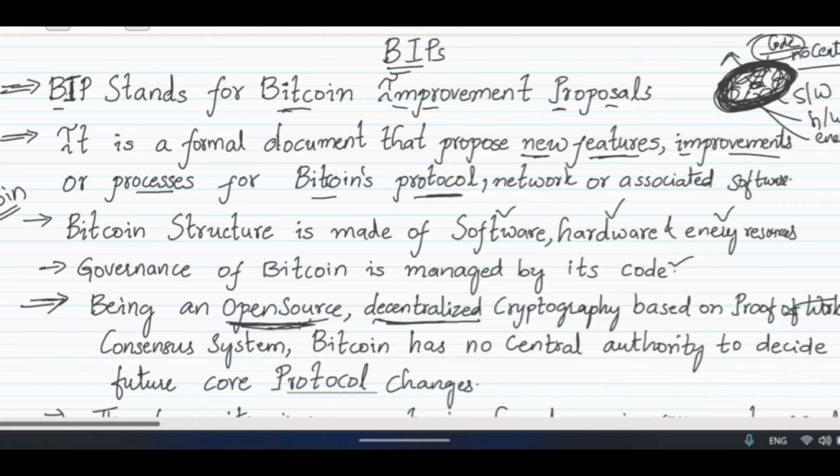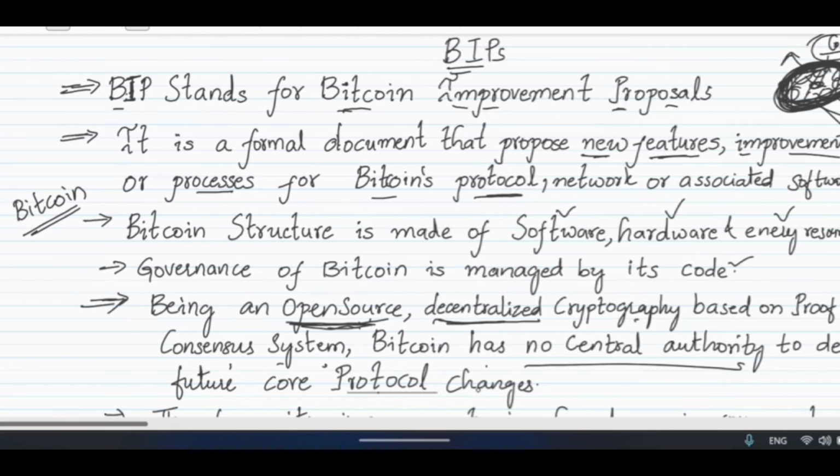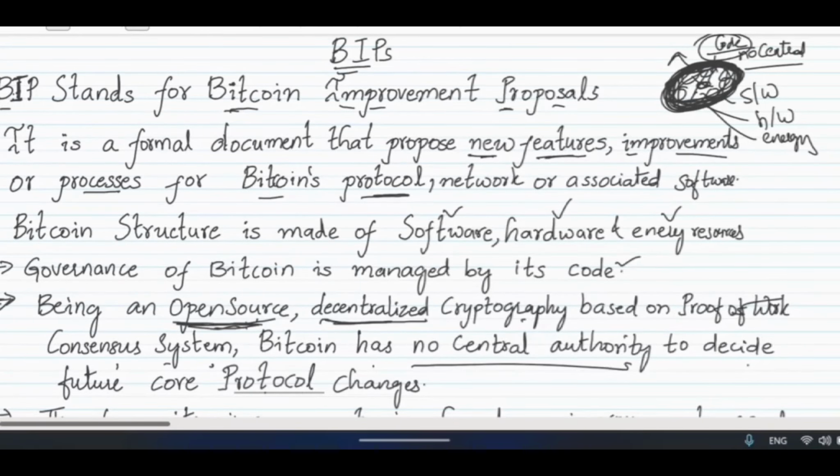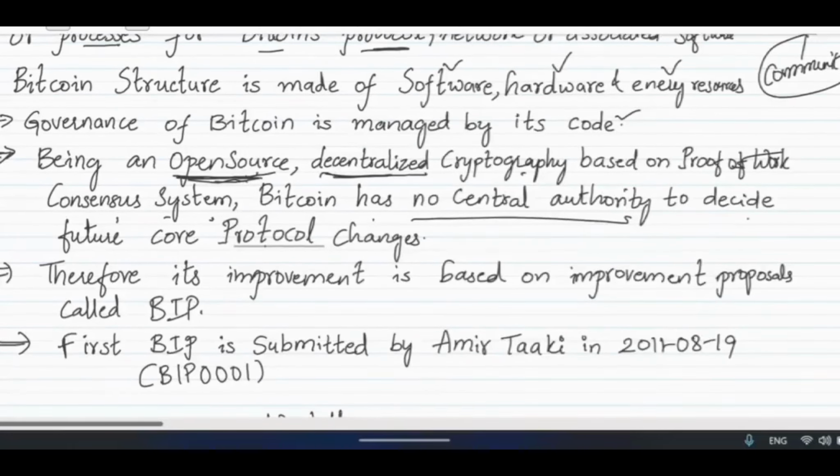As an open source, decentralized, cryptography based proof of work consensus system, Bitcoin has no central authority to decide future core protocol changes. That's why there is a document called BIP. This BIP document is completely made by a community.